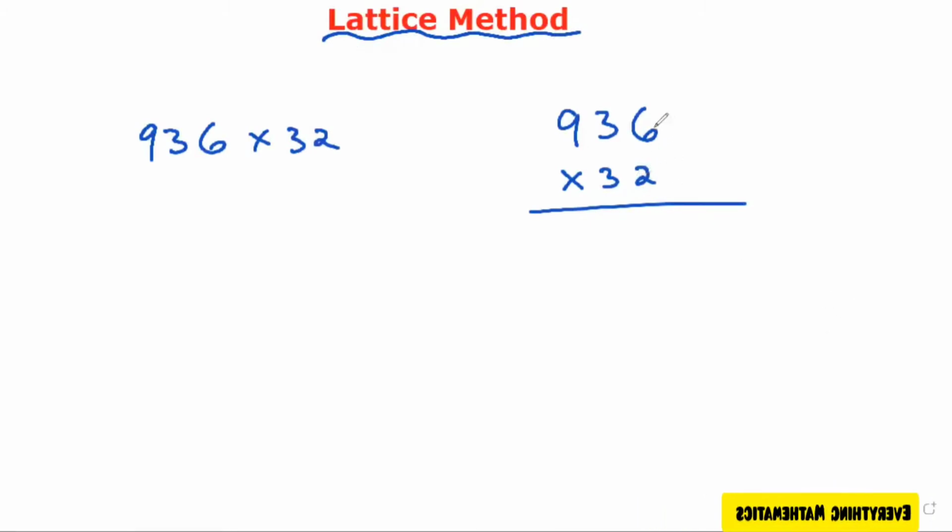Starting with the 2. 2 times 6, that will give me 12. So I cross out the 2 and I put it here. Then I have 2 times 3. That will give me 6, and then plus 1, that will be 7. Okay, I think I had that. And then it's 2 times 9. That will give me 18. So I put my 18. Then I put my 0 and I move on to row 2 with the 3.